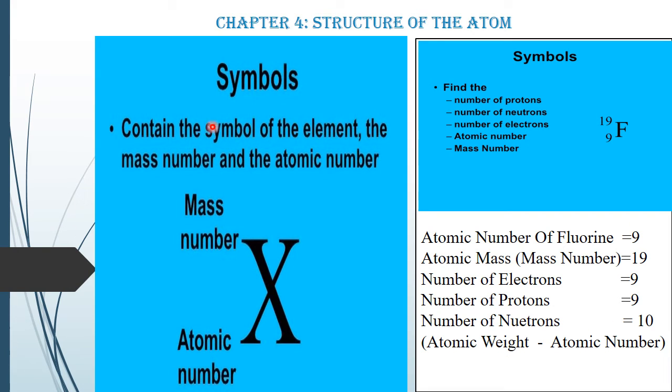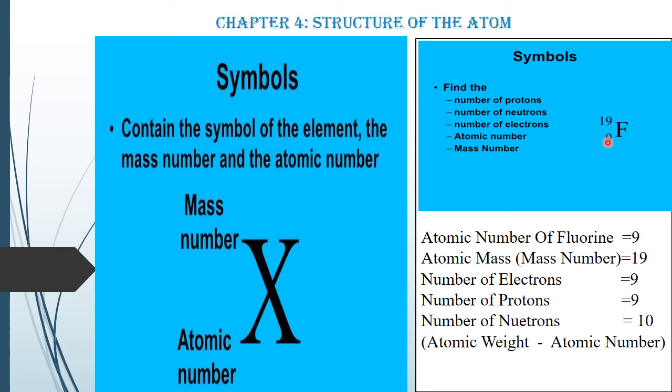Now it contains the symbol of the element, the mass number and the atomic number. This is the symbol of the element. You have the mass number, you have the atomic number. Say for fluorine, how will you write? This is the atomic mass, this is the atomic number.